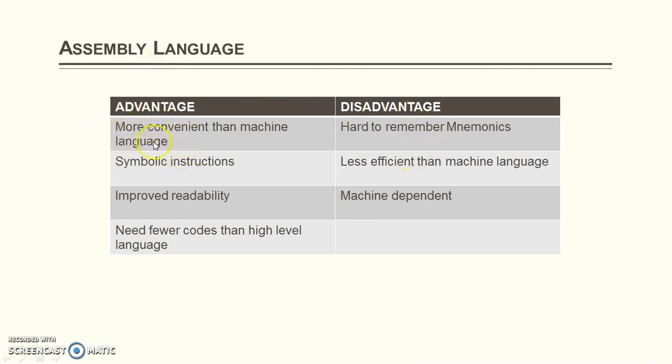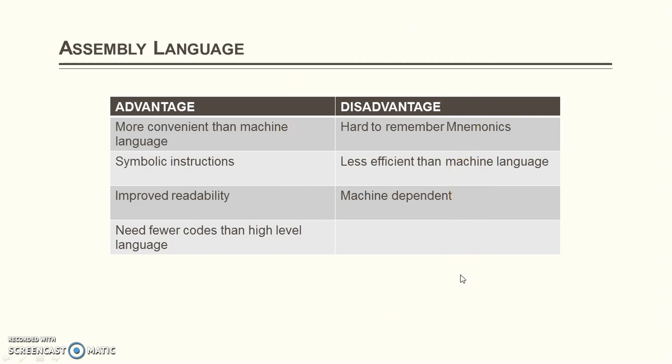As we know, assembly language is more convenient than machine language because of the symbolic instructions, and it also improves readability, and we need fewer code than a high level language. But there are some limitations, like it is hard to remember all the symbolic representations, it is less efficient than machine language in terms of execution, and again it is a machine dependent language.